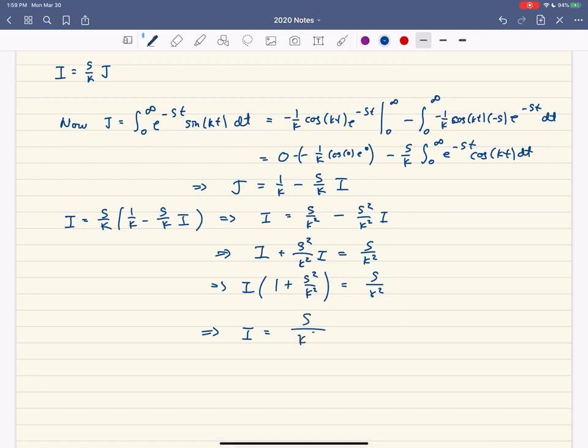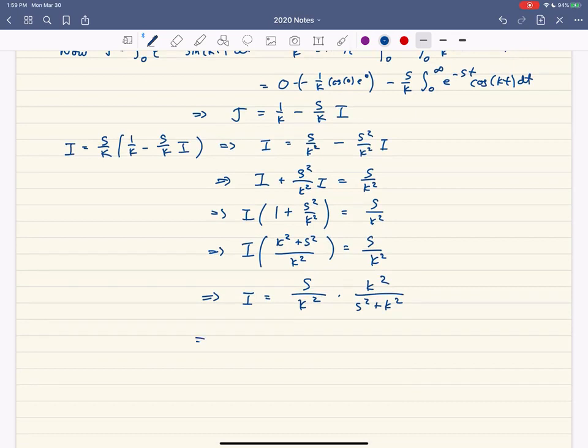s over k squared. Let me actually do one extra step here, just so that it's completely obvious where everything comes from. I'm going to write 1 as k squared over k squared. So that makes this k squared plus s squared over k squared is equal to s over k squared. And now I'm going to multiply both sides by k squared over s squared plus k squared. And so that means that I is going to end up being s over s squared plus k squared.